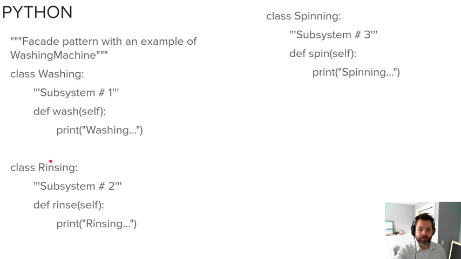All right, so here's our washing, rinsing, spinning cycles, right? These are all of our subsystems. These are our components. They are classes in Python. We don't necessarily need an init. We don't necessarily need to create the class, but we have at least the function calls here.